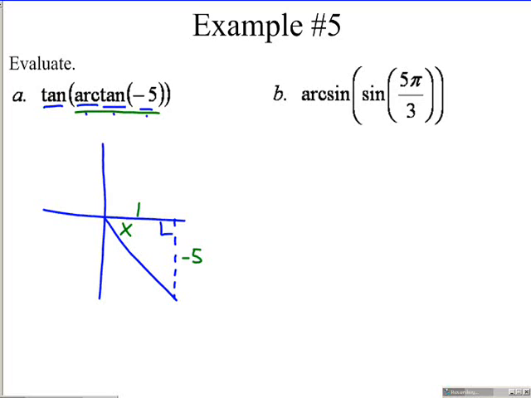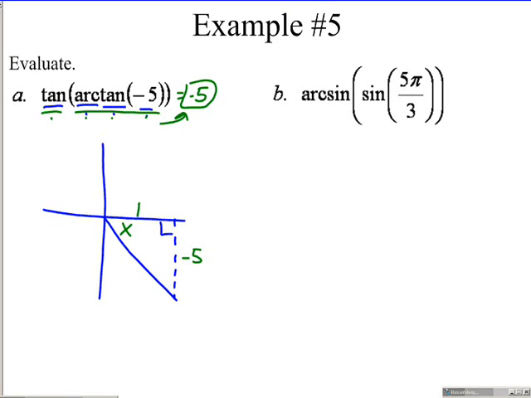Now we want to turn around and find the tangent of that angle. Well, what's the tangent of that angle? -5. And that should make sense because tangent and arctangent are inverses of each other. They should cancel, and you're left with just -5 in this case. And if you think about the wording of this, find the tangent of the angle that has a tangent value of -5. The English that goes along with that should tell you why that is -5.